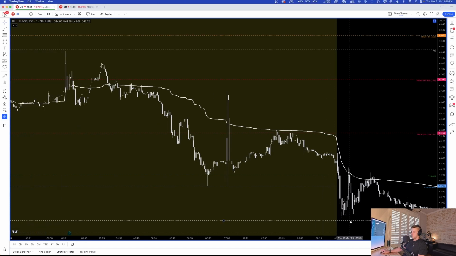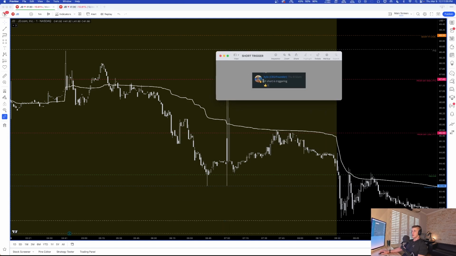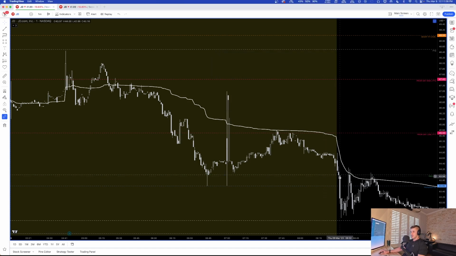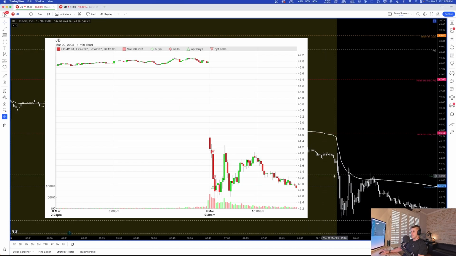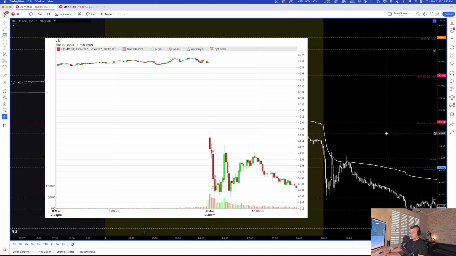Short target on PT1 was the 42.35 area. It was posted in the chat. JD short is triggering 832. You can see that's right when it starts to break that 44 area. Here is that execution again. Initial entry was around 0.55. Exit was at 1, so 100% gain.